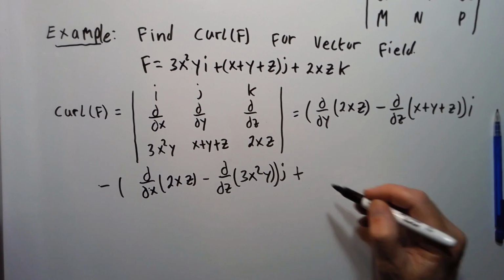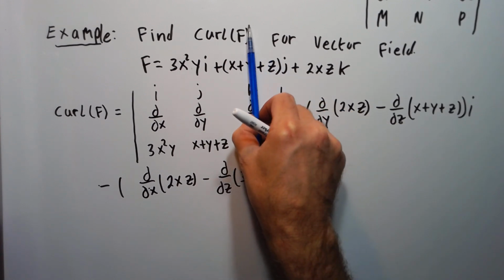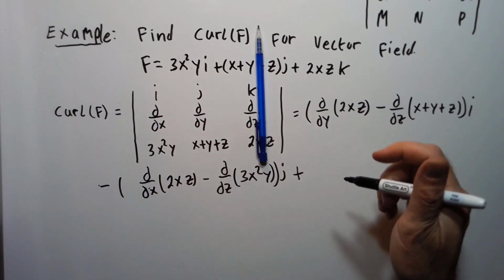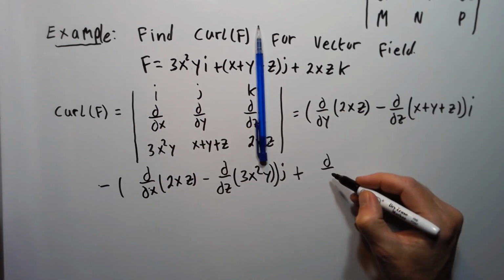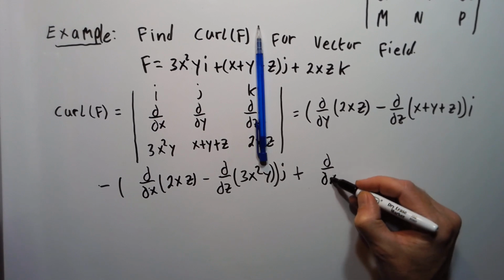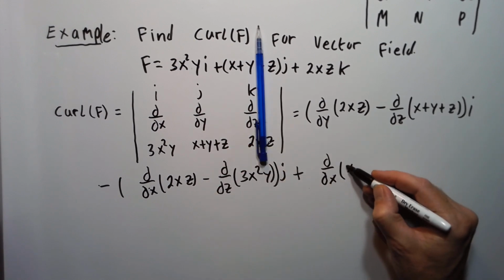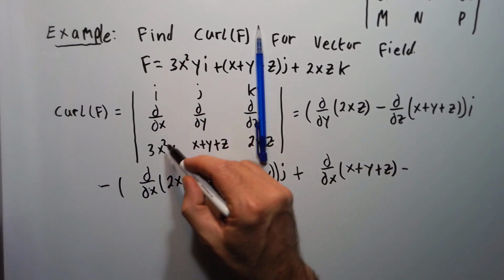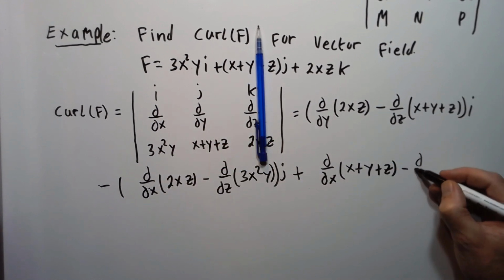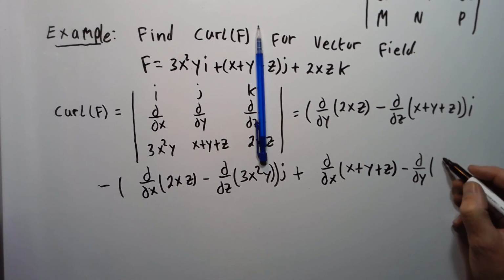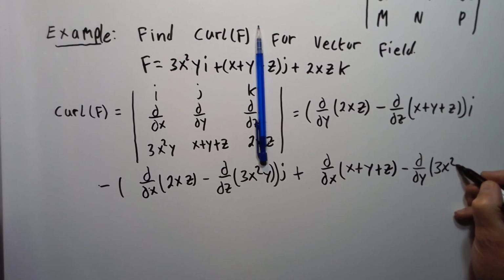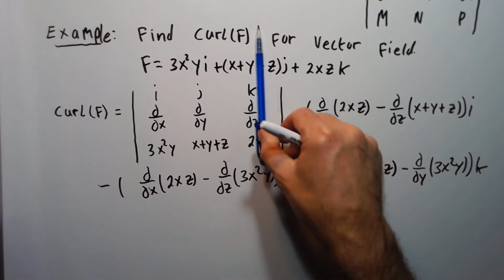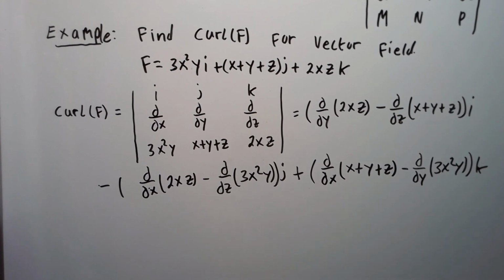And then a plus. So in the k direction, you take this away. So it'll be partial x acting on x plus y plus z minus partial y acting on 3x squared y. This is in the k direction. Okay, so let's keep going.